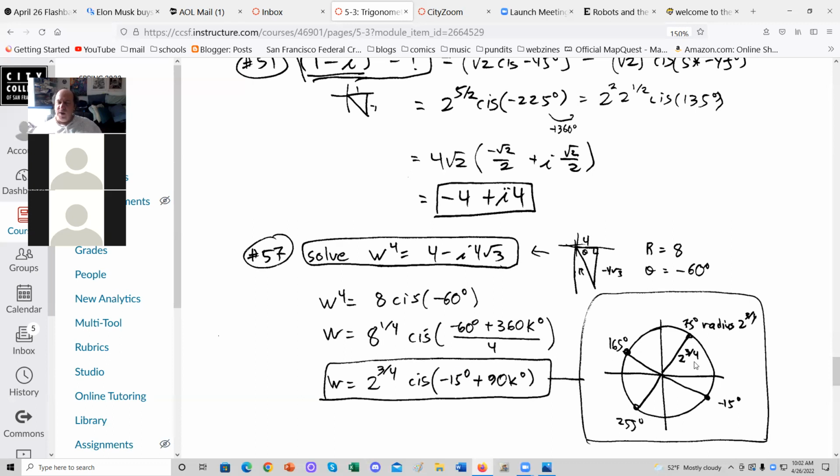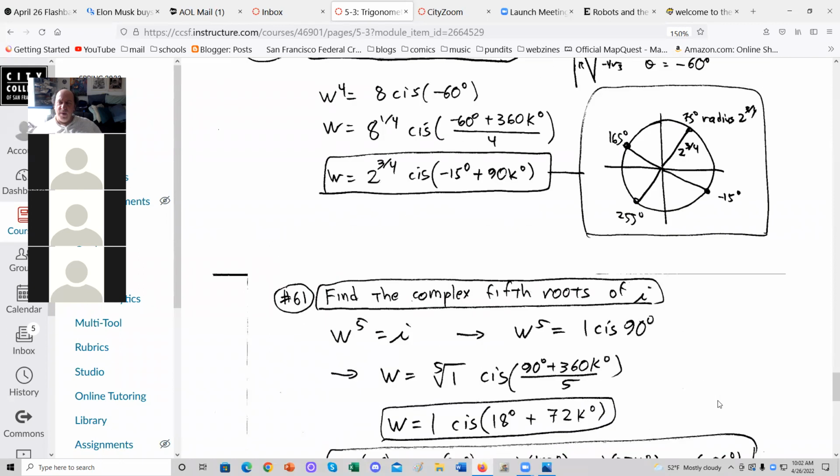So these are the 4 values. Solutions are all on the circle of radius 2 to the 3/4. Here, one is located at negative 15 degrees. Add 90 degrees to that, you get the one at 75 degrees. We'll add 90 to that, get one here at 165 degrees. Add 90 to that and get one at 255 degrees, and another 90 degrees gets you back here.